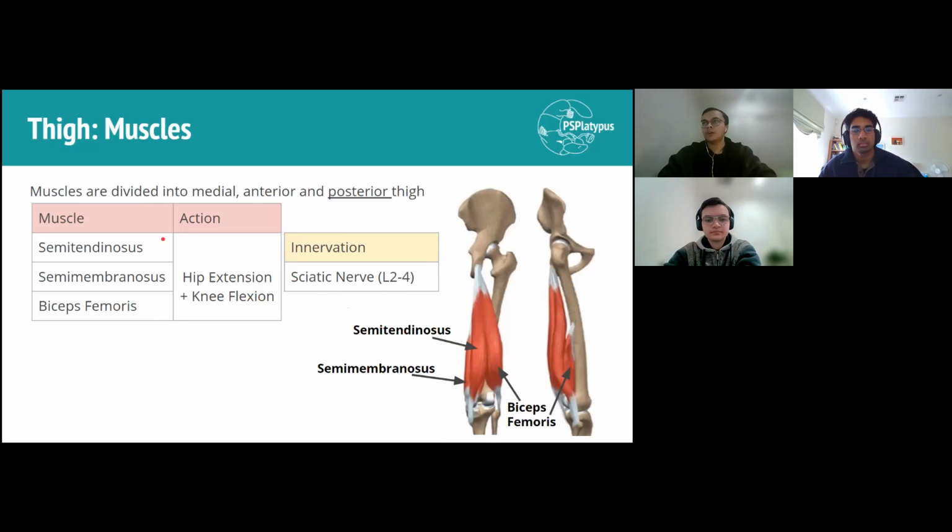And again, with these muscles, they're very simple to memorize the innervation for because they've only got one nerve innervating them, which is the sciatic nerve. I'll talk about the actual nerves themselves in a bit as well.